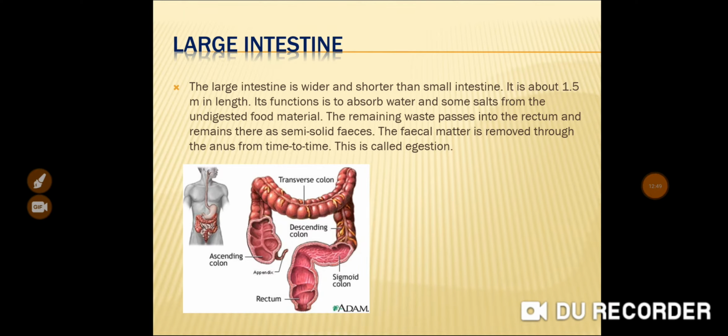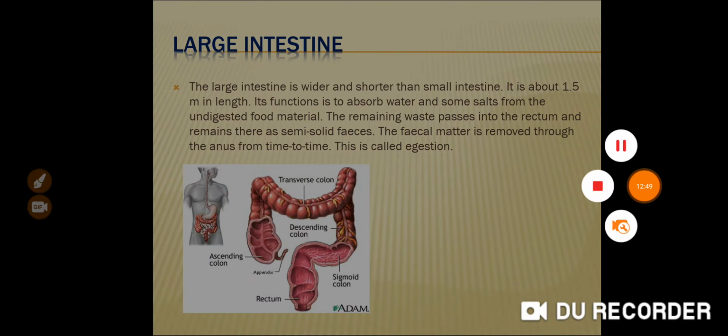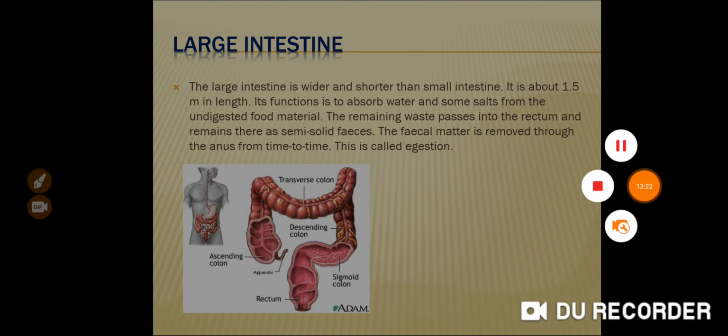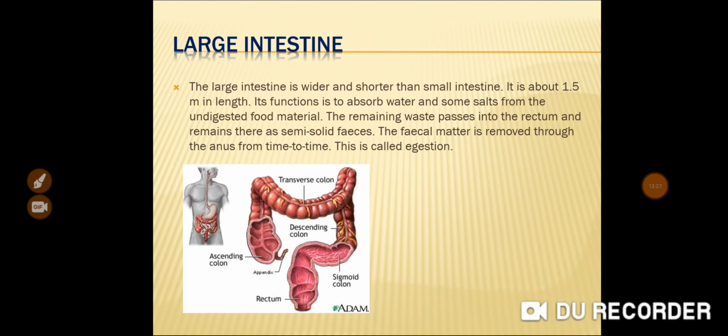Large intestine is wider and shorter than small intestine. It is about 1.5 meter in length. Its function is to absorb water and some salt from undigested food materials. The remaining waste goes into the rectum and remains there as semi-solid feces. The fecal material is removed through the anus from time to time. This is called egestion. We can understand this in a better way through this video.